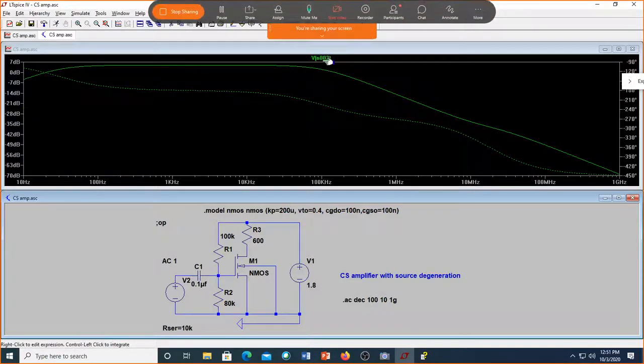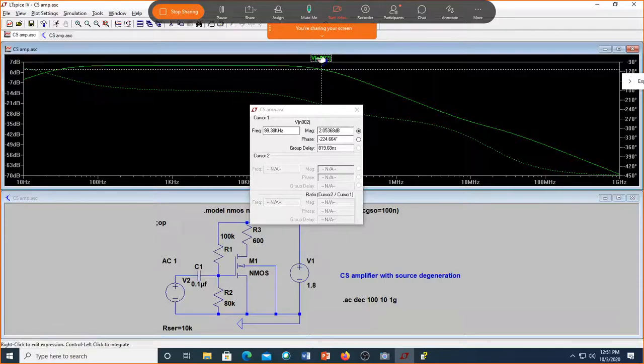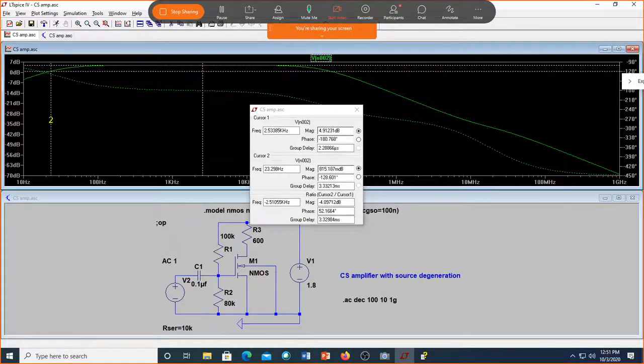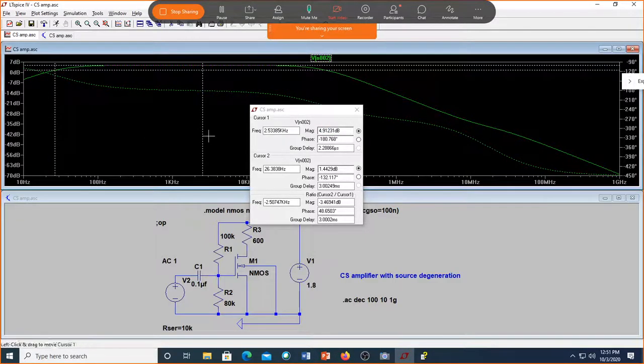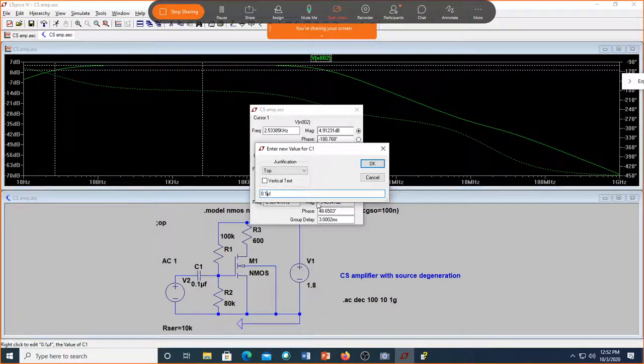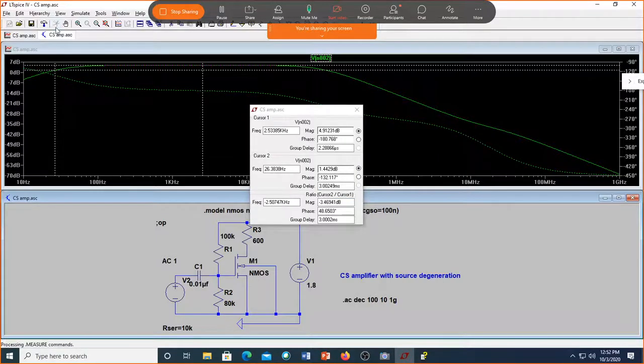What I'll do, I will take this cursor. Okay, one more cursor. Just see what is the gain here. What is the gain? 4.91. So what was this frequency? Cutoff frequency 28 something. Fine. So one of you note the gain, and we'll change this to 0.01. Change to 0.01. Run it.